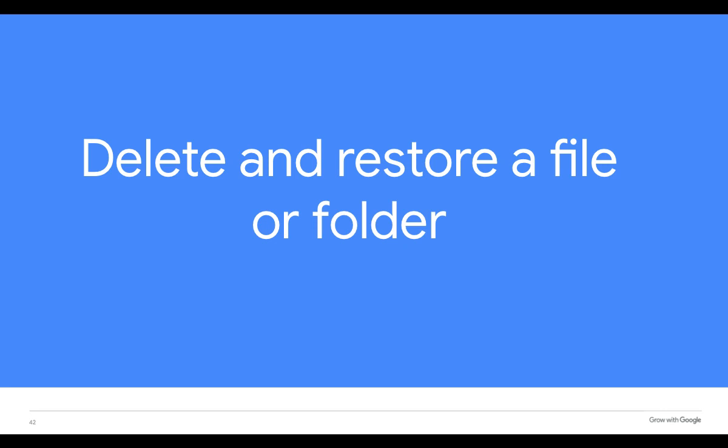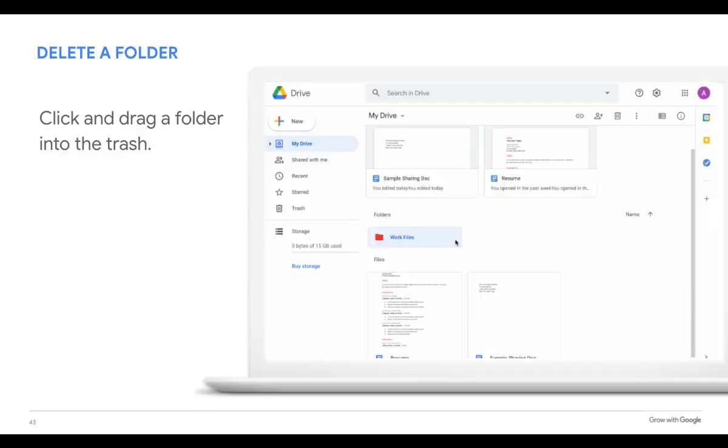In this next module, I'll teach you how to delete and restore a file or folder. So if you no longer need a folder, you can get rid of it easily by deleting it, and I'm going to show you how. So first, you're going to click on one of the folders and drag it to trash on the left side of your screen. You can move any files that you no longer want into trash in the same way.